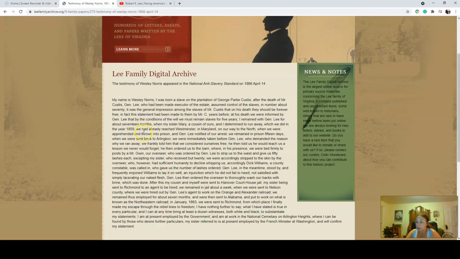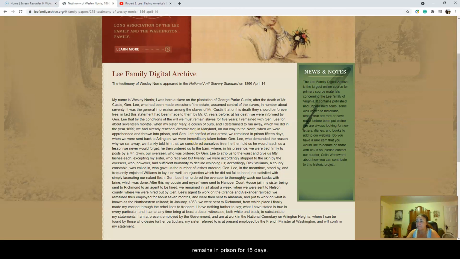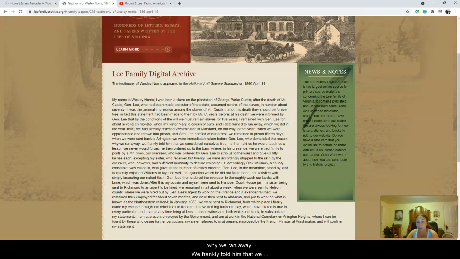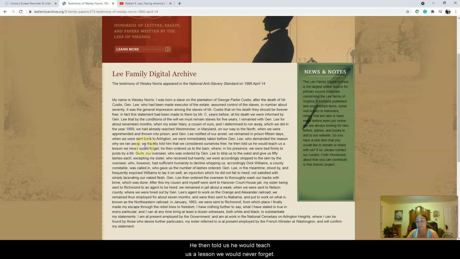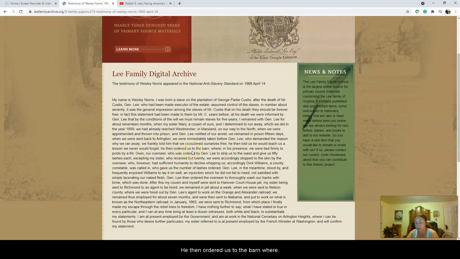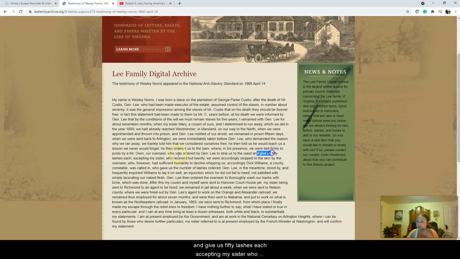So they ran away. We had already reached Westminster in Maryland on our way to the north when we were apprehended and thrown into prison. And then he talks about being in prison, remained in prison for 15 days. And when we were sent back to Arlington, we were immediately taken before General Lee, who demanded the reason why we ran away. We frankly told him that we considered ourselves free. He then told us he would teach us a lesson we would never forget. He then ordered us to the barn, where in his presence we were tied firmly to posts by a Mr. Gwynn, our overseer, who was ordered by General Lee to strip us to the waist and give us 50 lashes each, excepting my sister, who received but 20.